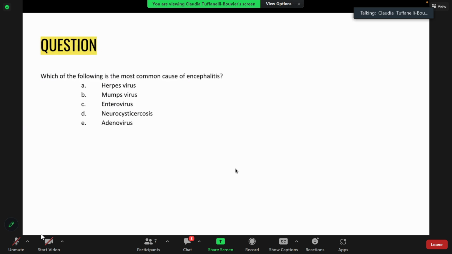So next one, which of the following is the most common cause of encephalitis? A, herpes, B, mumps, C, enterovirus, D, neurocysticercosis, and E, adenovirus.